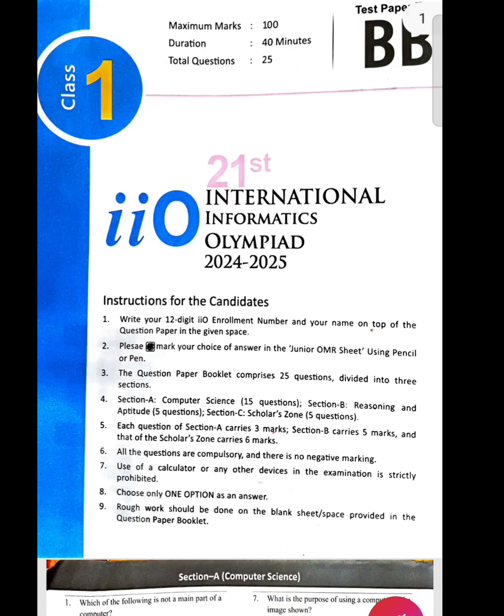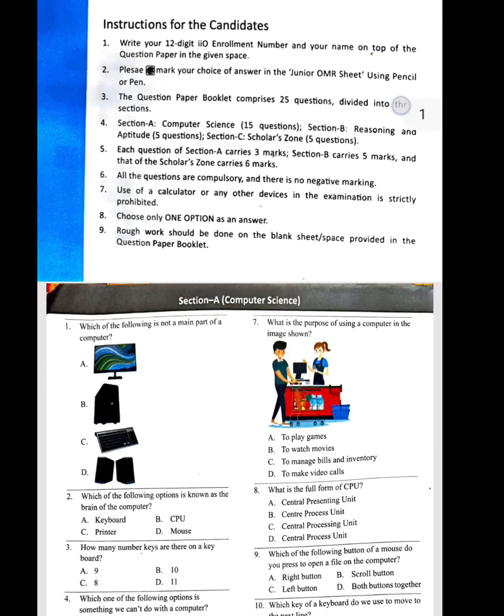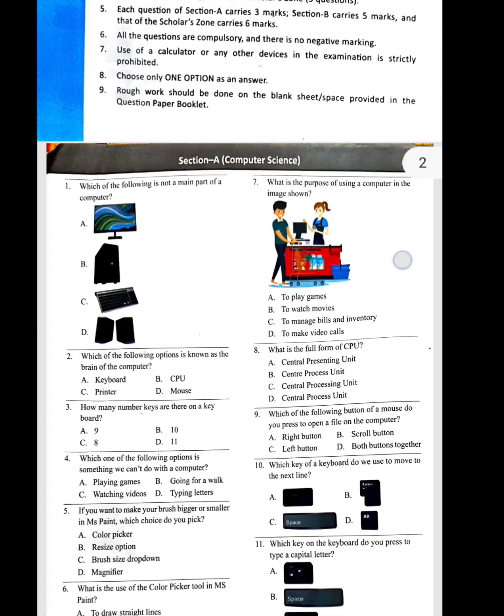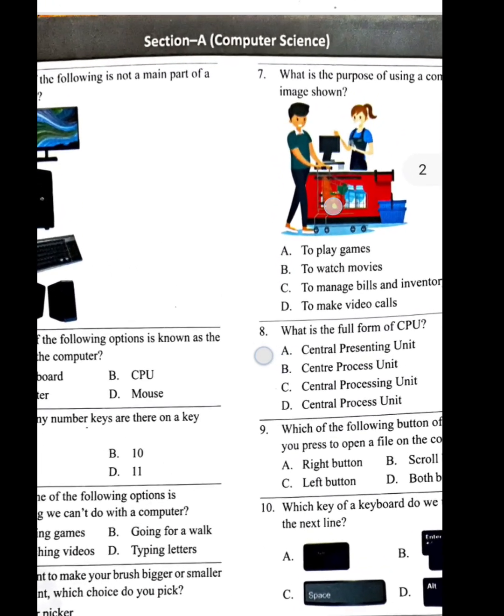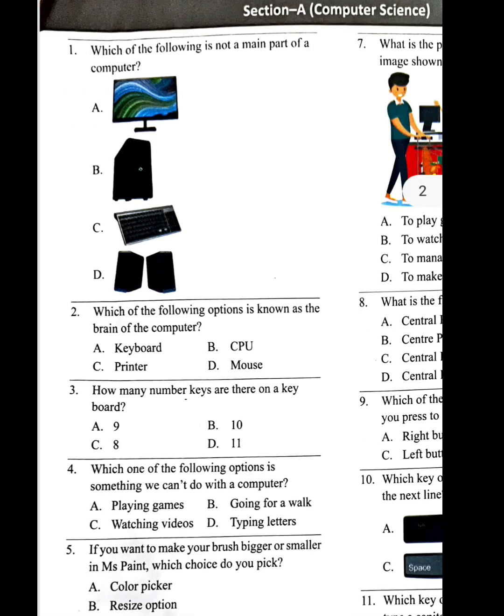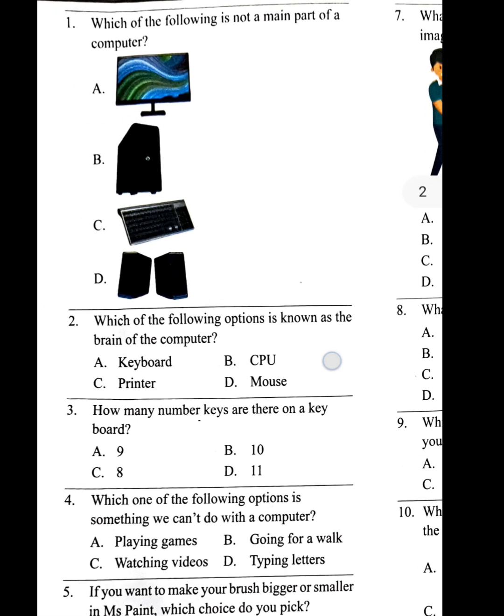Here we have 25 questions. Section A, Computer Science, has 15 questions and carries 3 marks. Section B, Reasoning and Aptitude, has 5 questions and carries 5 marks. Section C, that is Scholars Zone, has 5 questions and carries 6 marks. Now the section is Computer Science, that carries 3 marks.